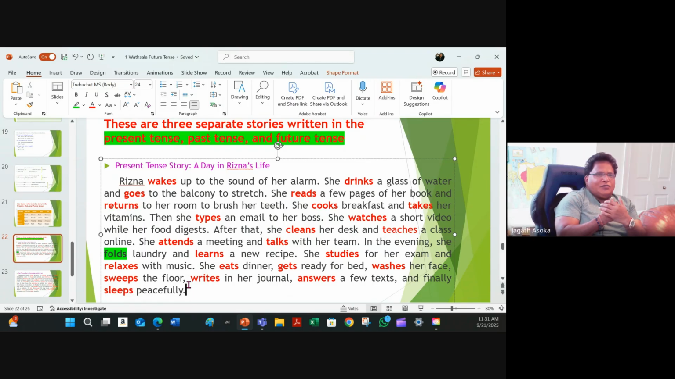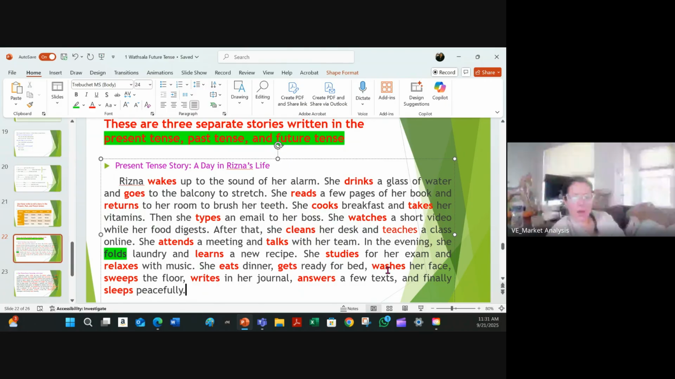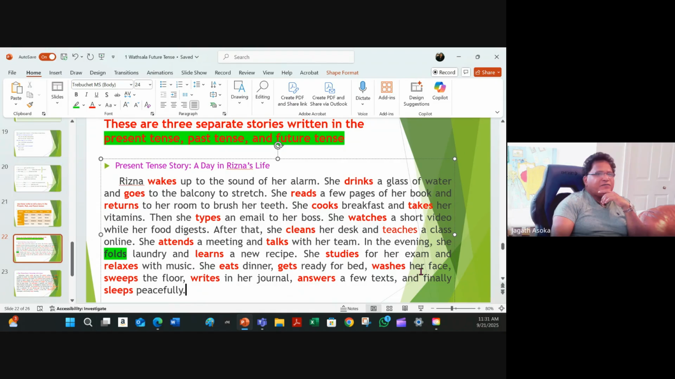Do you want to polish it a little bit, or do you want to let it go? For example, look here, right? They eat dinner, get ready for bed, wash their faces. Yes, okay. So correct it that way.